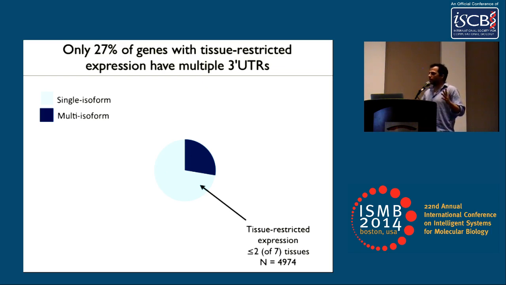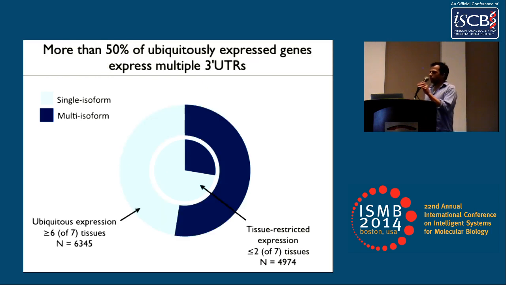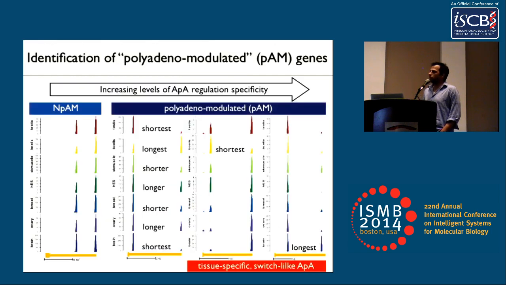Now, if we expand, if we look larger, and now we focus on ubiquitously expressed genes, so genes that are expressed in 6 or 7 tissues, you see a very different pattern. So the majority of genes expressed ubiquitously have multiple 3' UTR isoforms, right? And so I want to further stratify genes by the level of APA regulation that we observe across our atlas. So we can make 3 different categories.